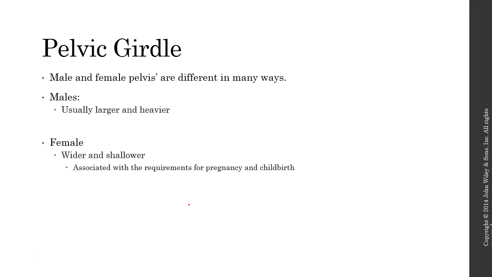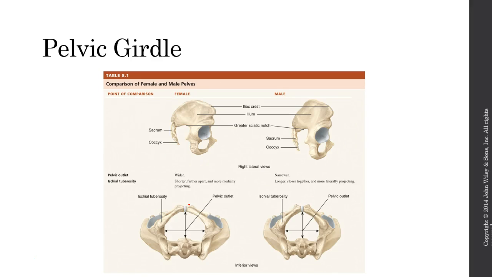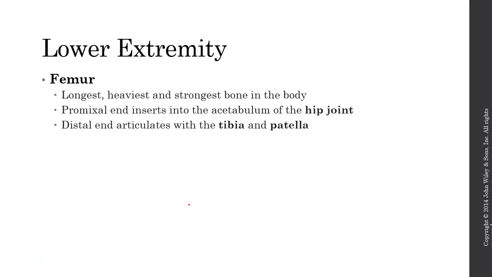Males' and females' pelvises are going to differ. Males larger and heavier, females wider and shallower, mostly for pregnancy and childbirth. You can note these differences here and here. All right, so the femur.